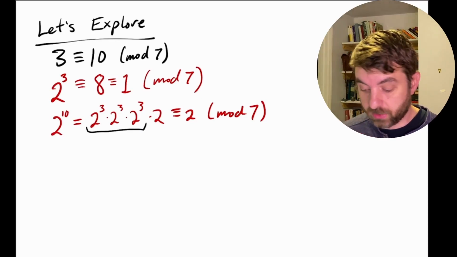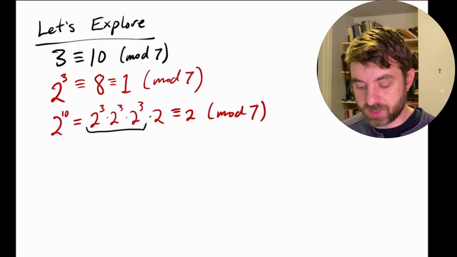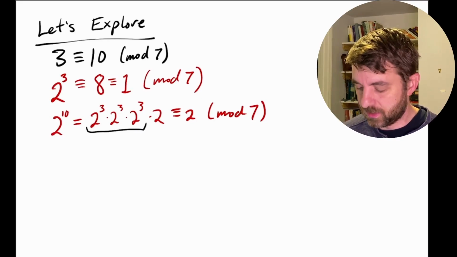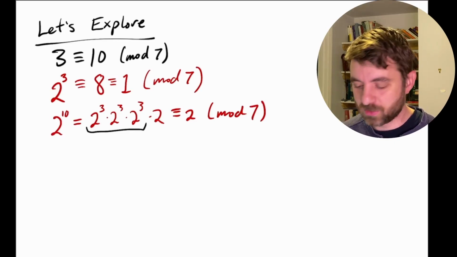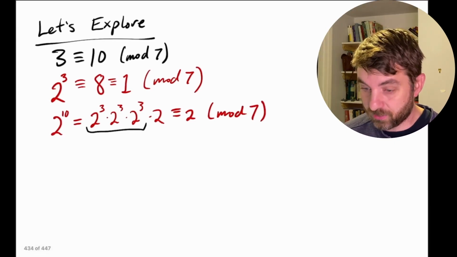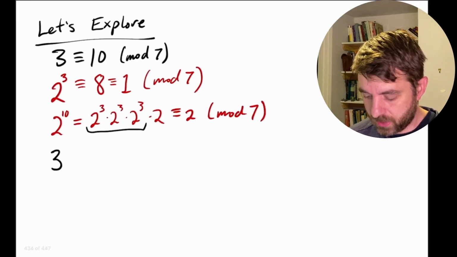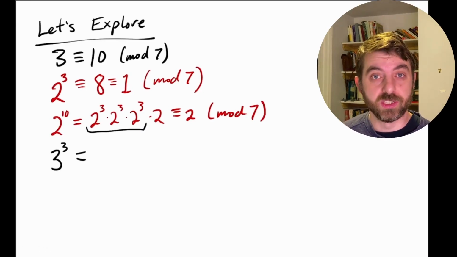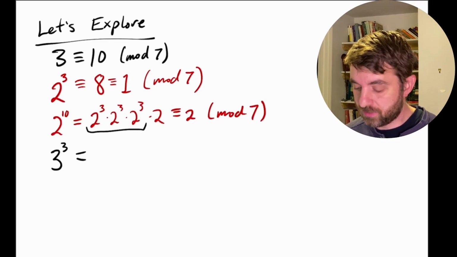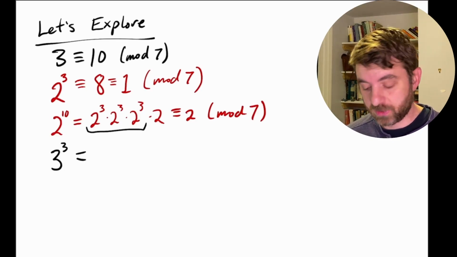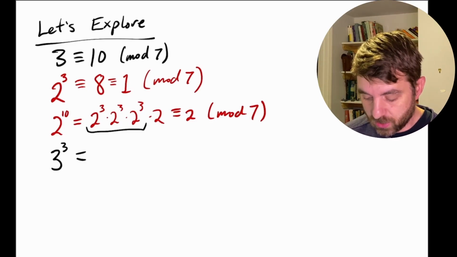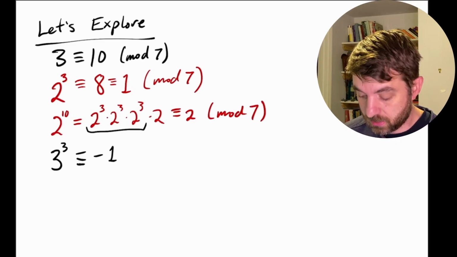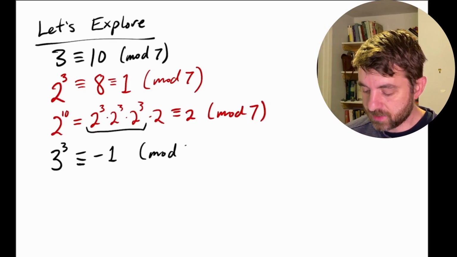And so it might look like 3 might be a good number. Maybe I can reduce exponents mod 3. A little bit of exploration beyond this will show that's not going to be good enough either. For example, 3 cubed is 27. 27 is 1 less than 28, which is a multiple of 7. So you could write this as 6 mod 7, but you can also think of it as minus 1 mod 7. This is also correct.